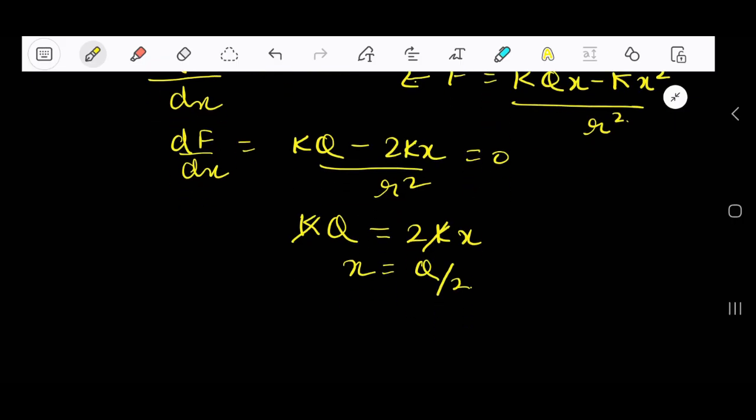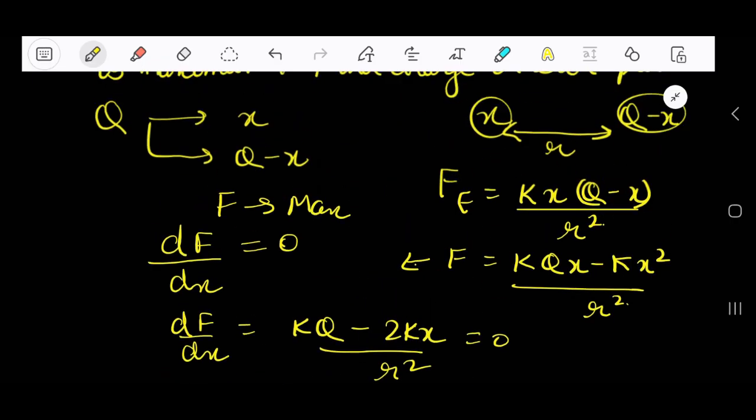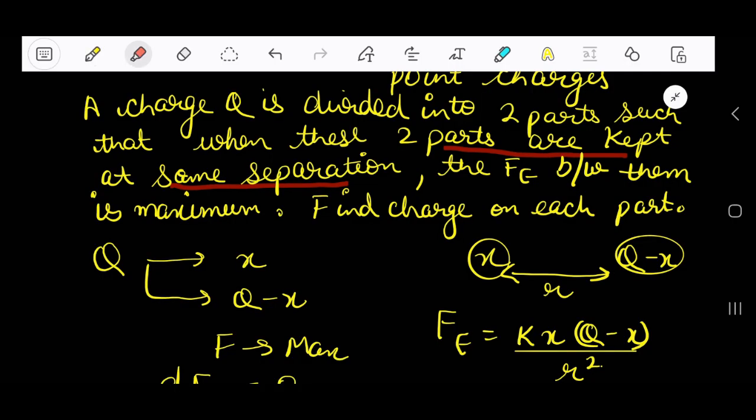So the charge on the first body is x, that is q by 2, and the second body is q minus x, which is again q by 2. We had to find the charge on each body, which we have done. So we'll continue the further topics in our next lecture.